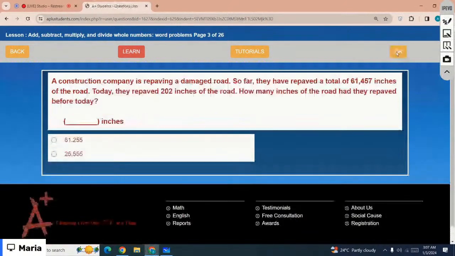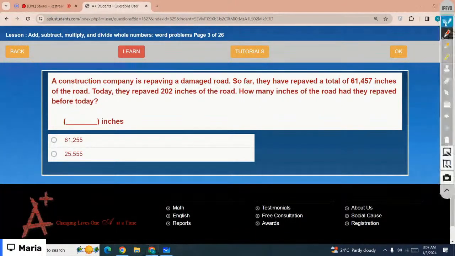The next one is: a construction company is repaving a damaged road. So far, they have repaved a total of 61,457 inches of road. Today, they repaved 202 inches of road. How many inches of the road had they repaved before today?